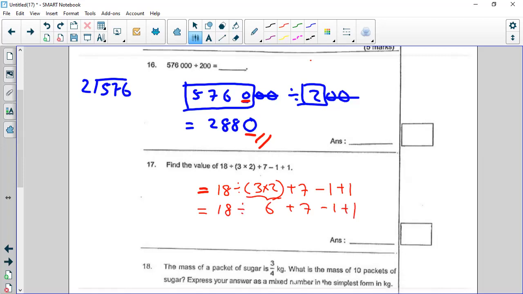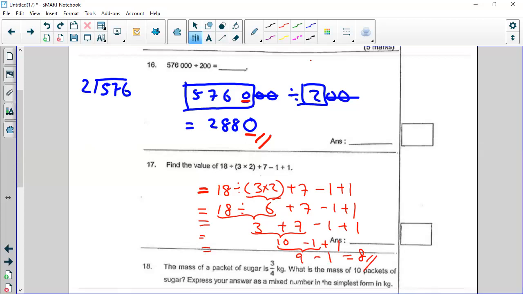Do step by step. Don't do everything in one step. Then you have divide. Do the divide first. So you have 3 plus 7 minus 1 plus 1. So you have plus, minus, plus. They are all the same, equally important. Do left to right. 3 plus 7 is 10, minus 1, then plus 1. What's the next step? Do left to right, because minus and plus, they are same. So you have 9 minus 1, and your answer should be 8.